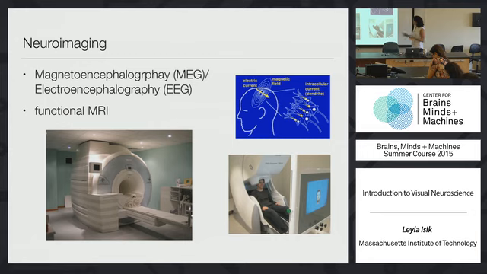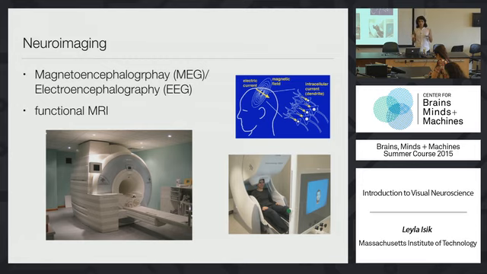So the other main type of non-invasive neuroimaging we'll talk about is functional MRI. So here's a picture of an fMRI scanner. Subjects lay in there, and often if we're doing a visual task, they look at stimuli on a mirror that reflects from a screen where they're viewing this, where we're presenting the stimuli. So fMRI measures the changes in blood flow that happen when neurons fire.